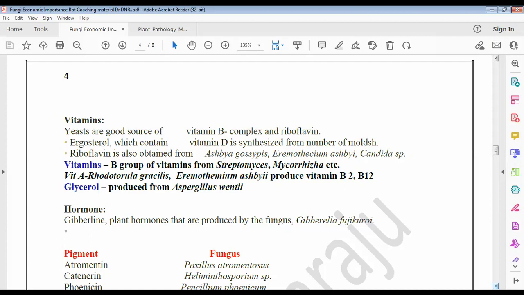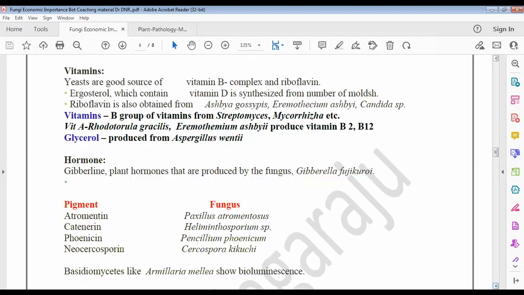And vitamin A also comes from Rhodotorula. And glycerol, we prepare from Aspergillus. And one of the hormones, gibberellin. You know gibberellin, a phytohormone.